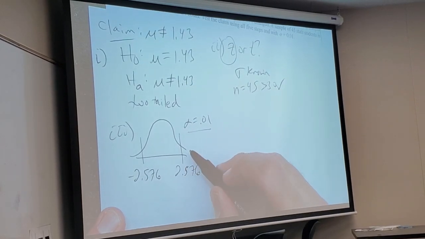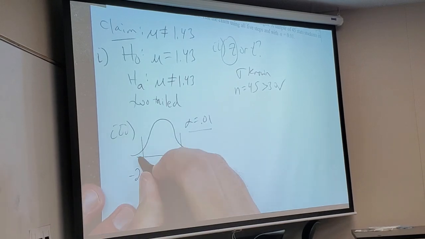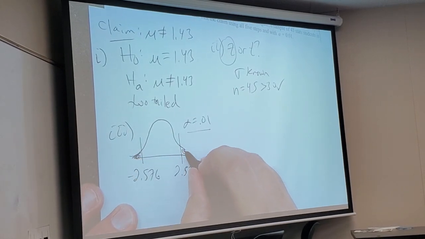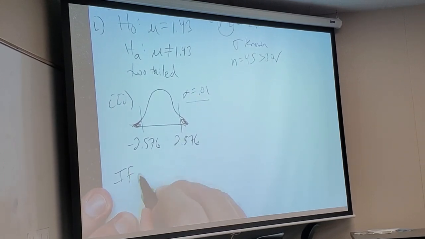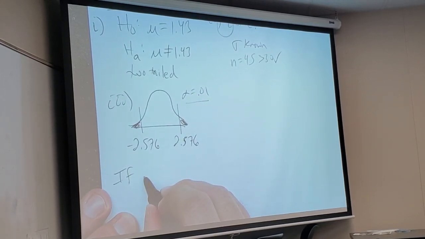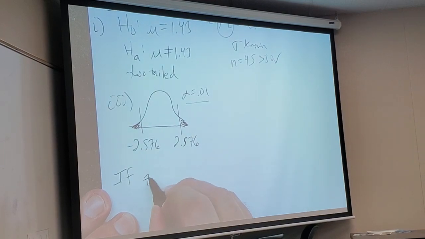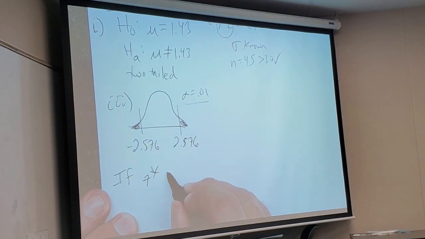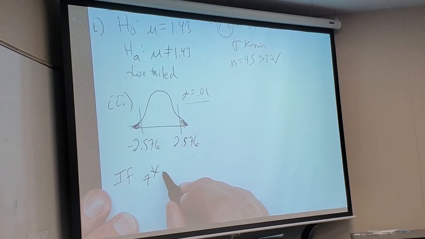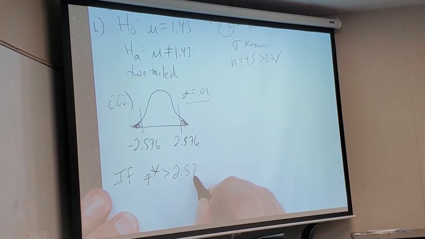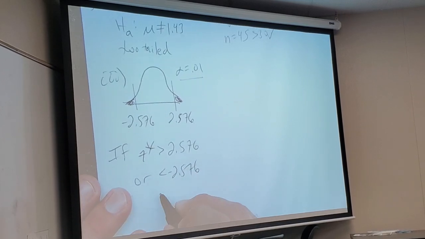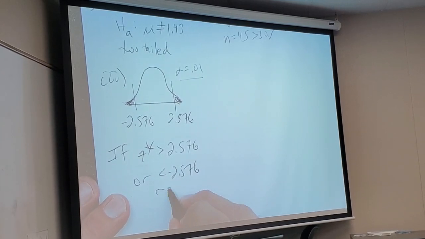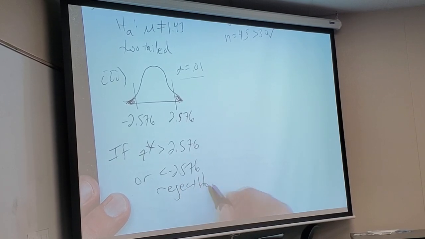Can you put that in words? Right, so if I shade this in, there's my rejection region. So in words, if what happens? Greater than what? Or? What can we do? Okay, cool.